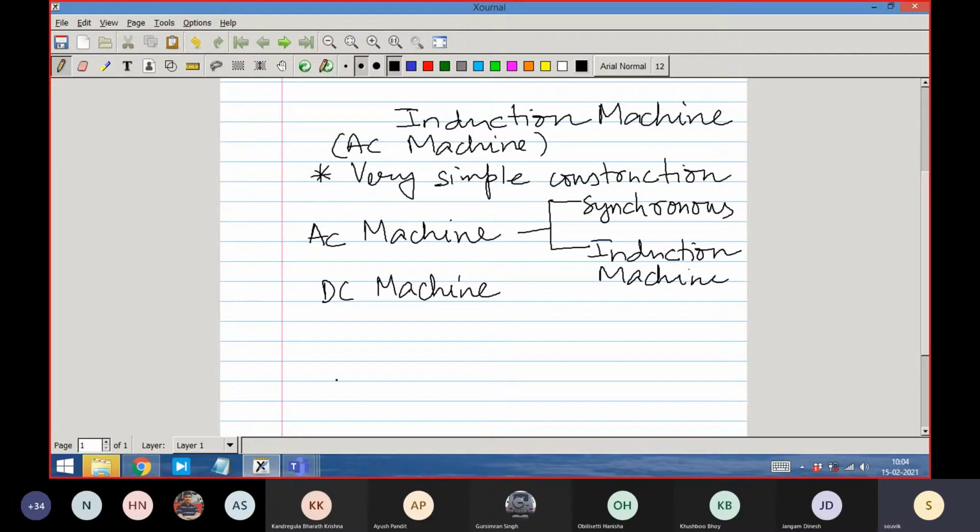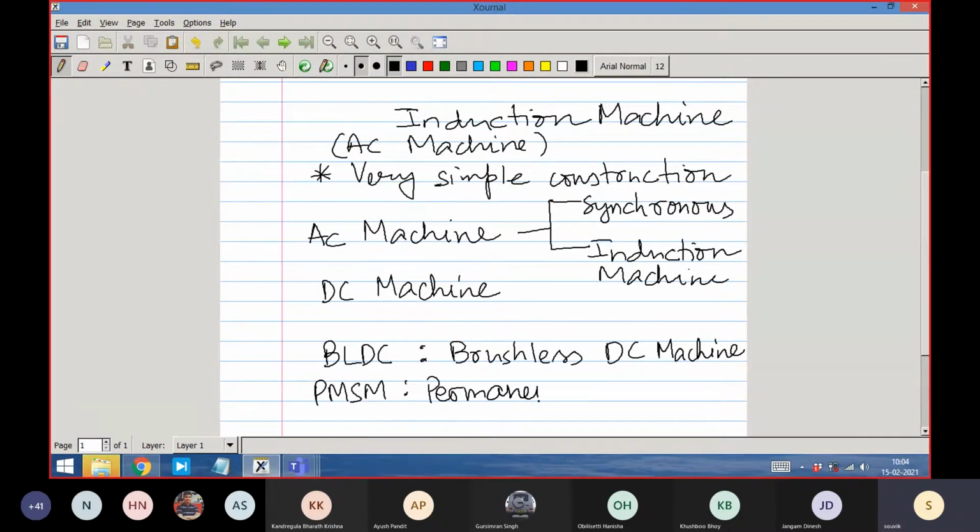Now there are a few modern machines. I am just writing it. One modern machine is called BLDC machine, that is brushless DC machine. There are some other machines called PMSM, meaning permanent magnet synchronous machine.